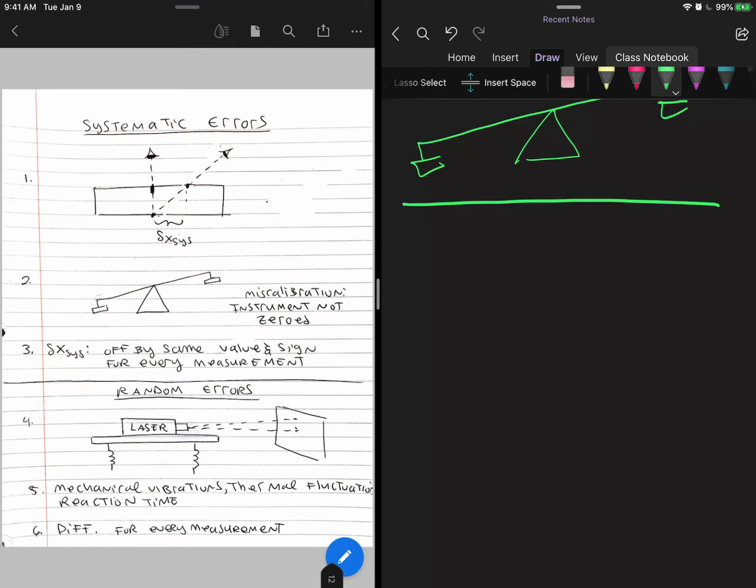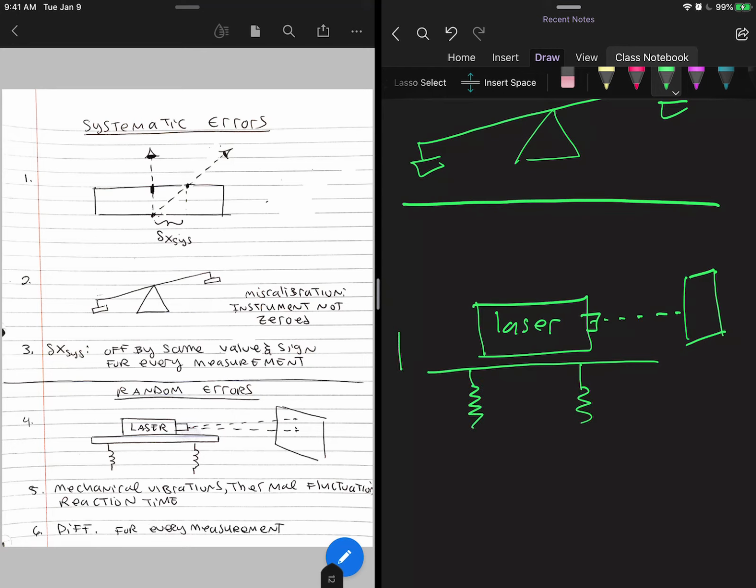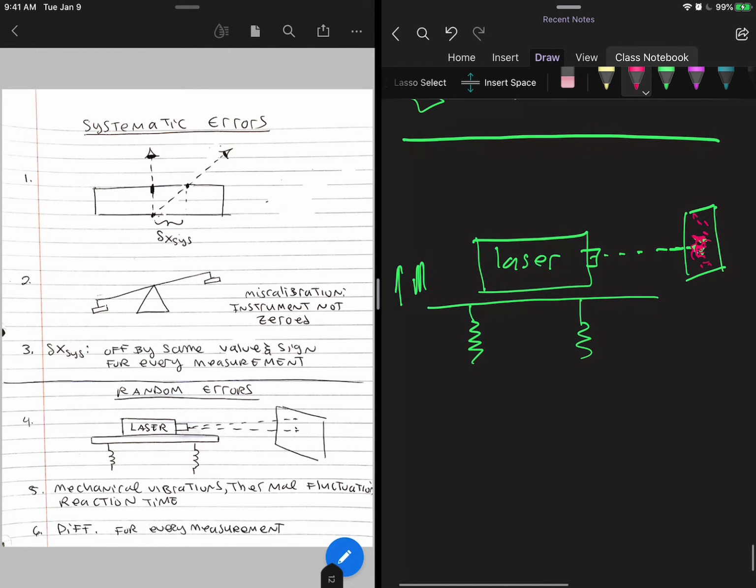For example, let's say that you have a table and you have a laser, and you're using the laser to sight something onto a screen there. Everything is well calibrated, but you're in a building and the building shakes or has vibration. So the table is going to vibrate up and down, which is going to cause the laser light to vibrate back and forth. This is going to be a random vibration, and a random vibration is going to cause random errors. And this is going to be the next thing that we're going to be looking at.